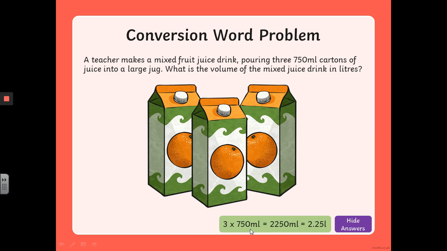Okay, so 3 times 750 ml is 2,250 ml. And to convert that into liters, what do you have to do? Divide 2250 by 1000. That gives you 2.25 liters. So 2250 divided by 1000 will give you 2.25 liters, because why are you dividing? You're moving from smaller to bigger, from milliliters to liters.